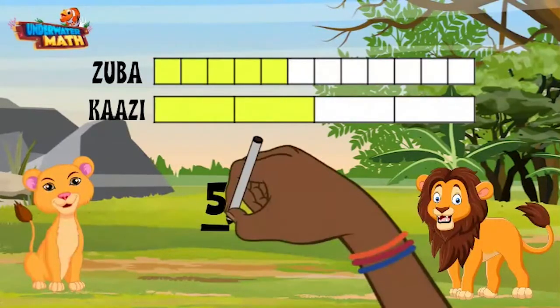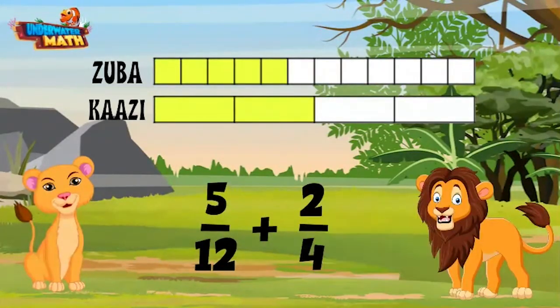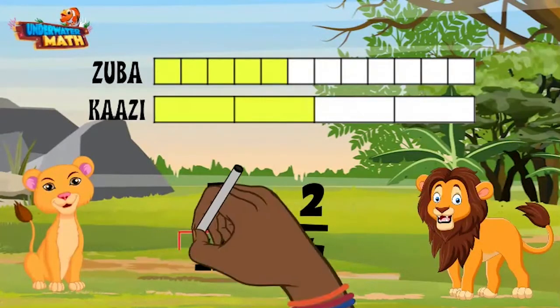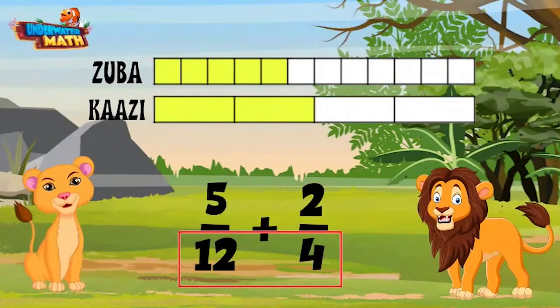To solve this problem, we need to add together the fraction I ate and the fraction Kazi ate. However, we can't add 5/12ths and 2/4 because they don't have a common denominator. We need to find an equivalent fraction for 2/4 in order to have a common denominator. Let's use our model to help us.